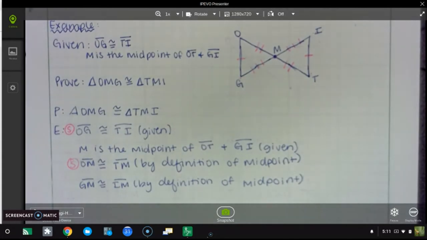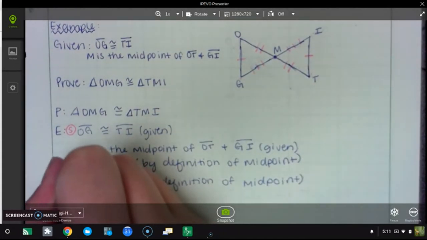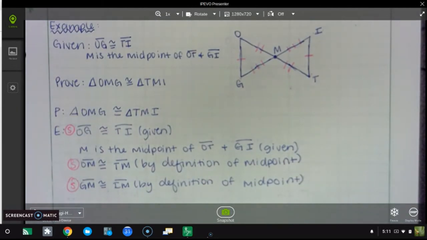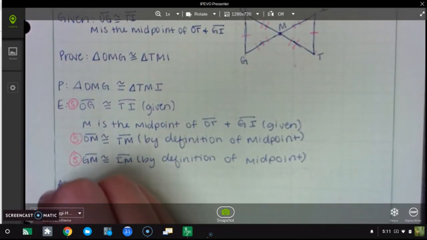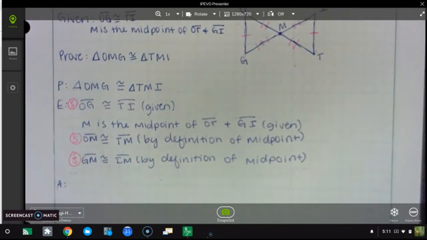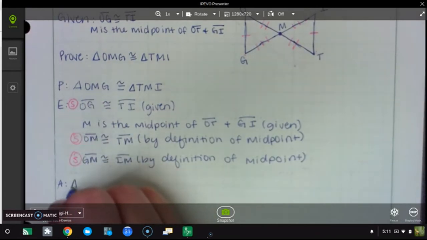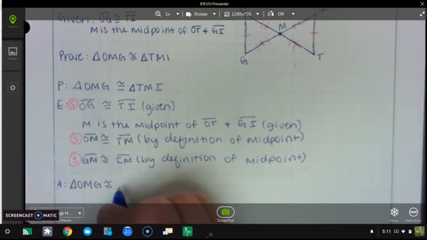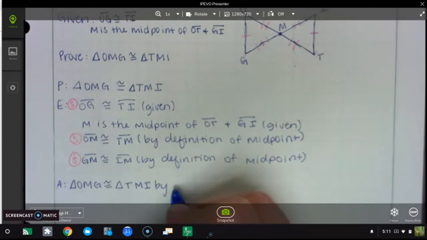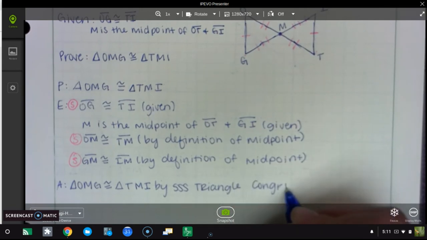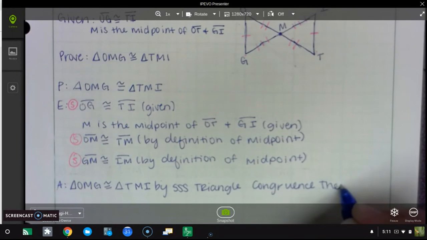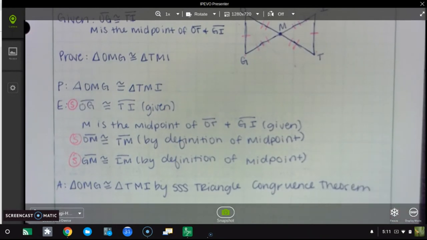Great. So that gives me my 3 sides. If I'm proving this by side, side, side, I have enough information. I don't need to go any further. I can now wrap up and do my analysis. So A, what would my analysis be? I always put my P first. So triangle OMG is congruent to triangle TMI. And then we say why it's congruent. So by side, side, side, triangle congruence theorem. And there you have it. We are done.